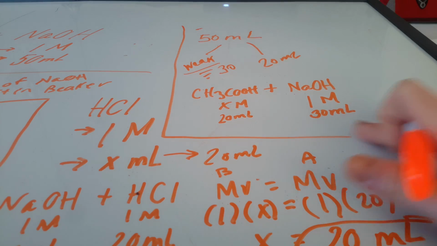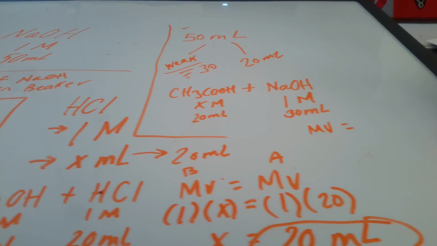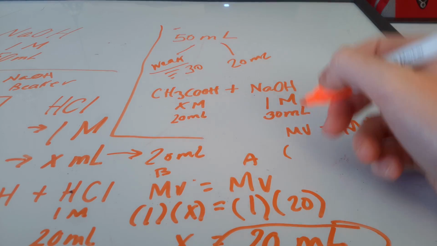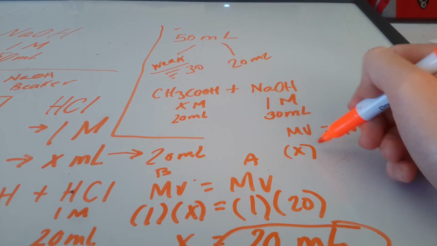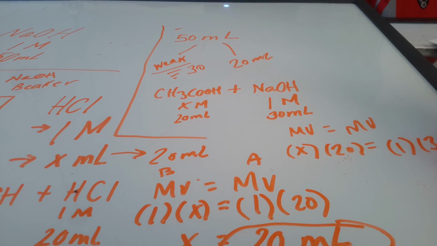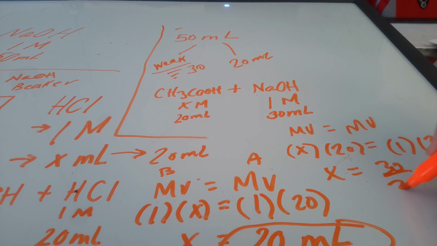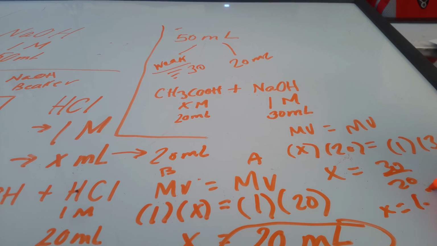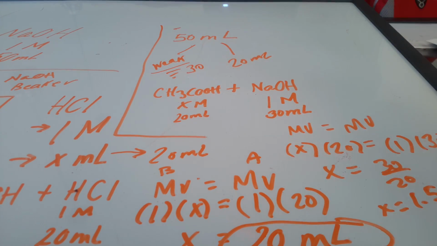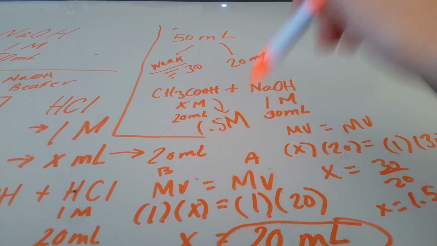And so how do we finish this off now? MV is equal to MV: the molarity of this one, X, times volume 20, is equal to molarity 1 times 30, so X is equal to 30 divided by 20, X is equal to 1.5. So what does this mean? It means that the molarity of the CH3COOH was 1.5 moles per liter in the end.